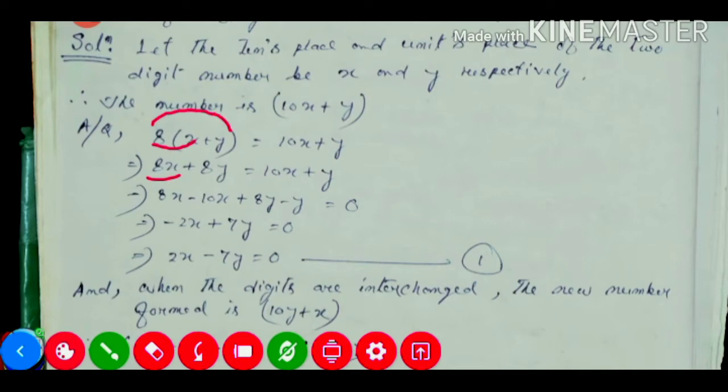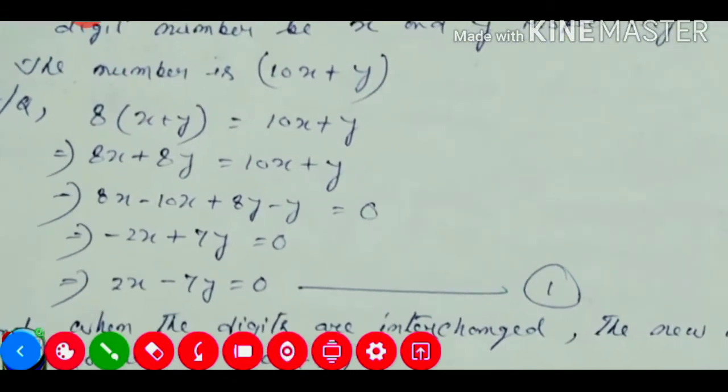Now 8x and this 10x will shift to the left-hand side, so it will be minus 10x. Then 8y is plus 8y and on the right-hand side is plus y, so plus y will shift to the left-hand side and it will be minus y. So 8x minus 10x will be minus 2x, plus 8y minus y equals 7y. Now taking minus common, it will be 2x minus 7y is equal to 0. This is our equation number 1.